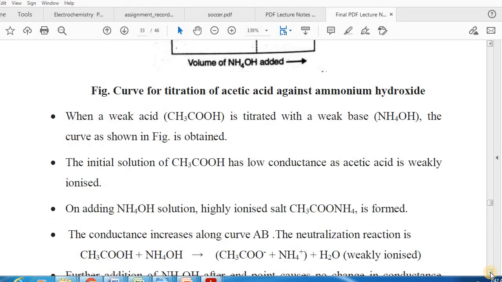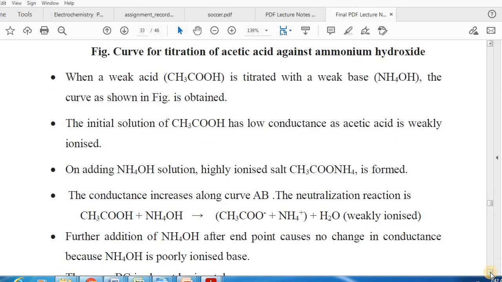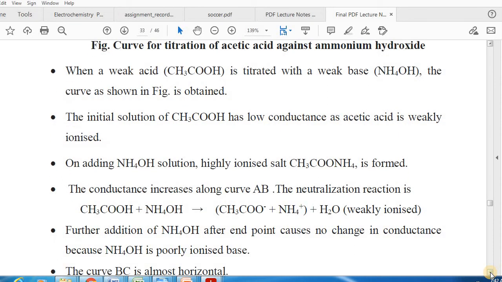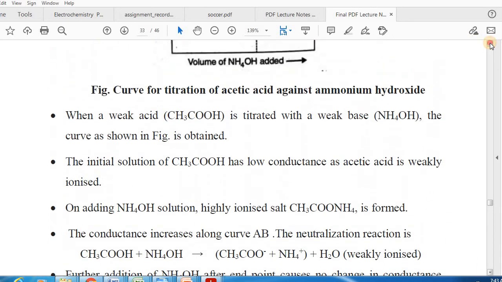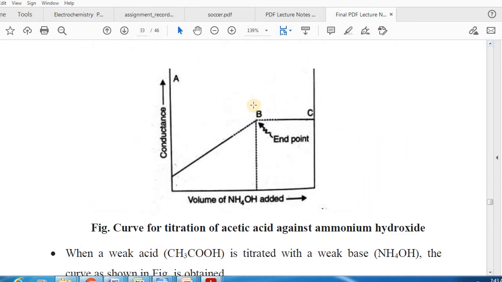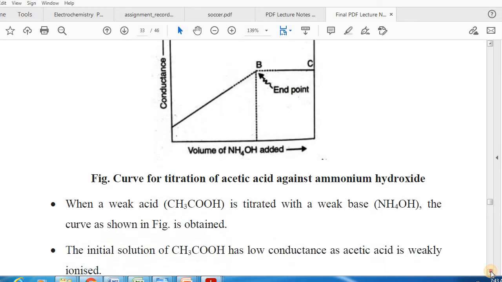On adding ammonium hydroxide solution, the highly ionized salt ammonium acetate is formed. So conductance will increase. Further addition of ammonium hydroxide after the end point causes no change in conductance because ammonium hydroxide is a poorly ionized base. So curve BC is almost horizontal. So initially the conductance is very low because acetic acid is a very weak acid. As we are adding the ammonium hydroxide, the conductance is increasing due to the formation of salt. After the equivalence point, conductance is almost constant as ammonium hydroxide is a weak base.